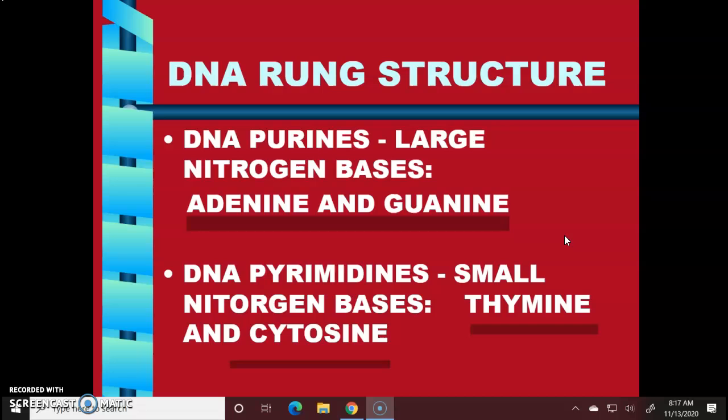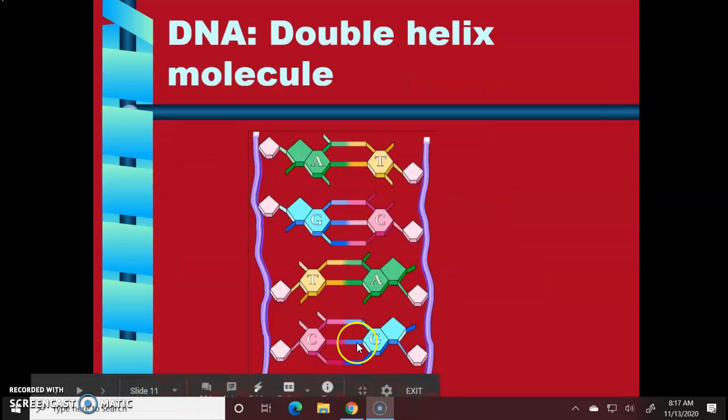Now, number 8, DNA purines are large nitrogen compounds. Those are adenine and guanine. And the DNA pyrimidines, they're the smaller pieces. They're thymine and cytosine. So now, if you'll notice, look how this works. A big piece, the A, goes with a smaller piece, the T. A smaller piece, C, will go with a bigger piece, G, and that helps them fit together.